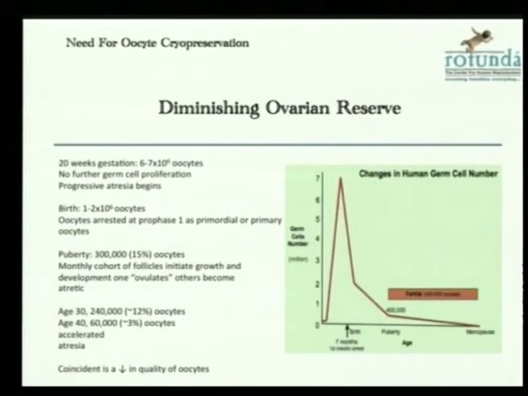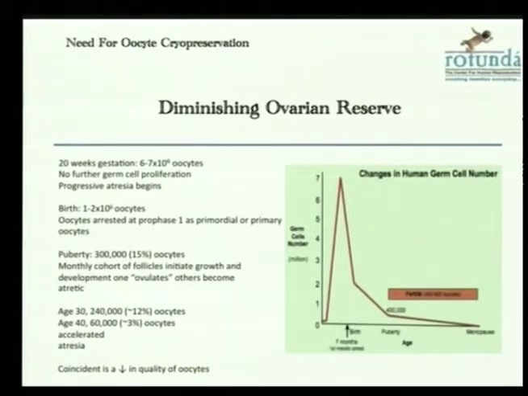Now, we know about the diminishing ovarian reserve. A female fetus at 20 weeks of gestation carries about 7 million eggs in her ovaries. The day she is born, she is left with just about 2 or 3 million oocytes. At puberty, only about 15% of these oocytes are left. And by the time she reaches the age of 30, she is left with only 12% oocytes. And by the time she reaches age of 40, only 3% of these oocytes are remaining.